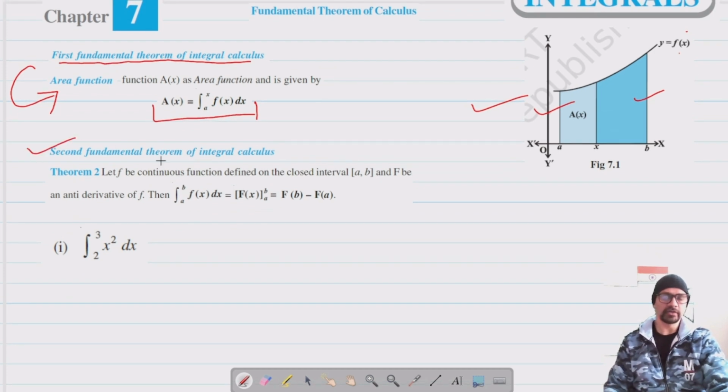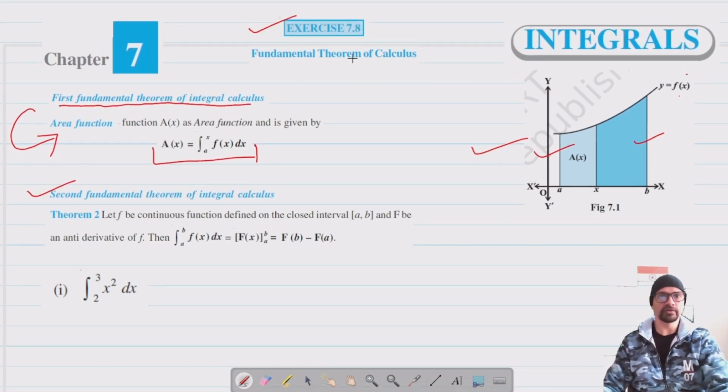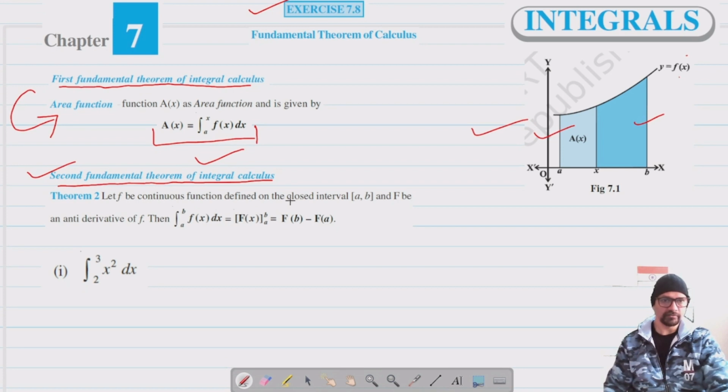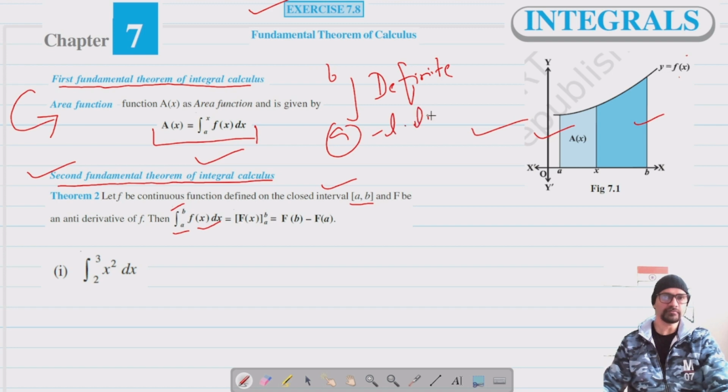Let's move on to the second one, the most important one that we are going to use in this exercise 7.8, which is called the second fundamental theorem of integral calculus. It says that if a function is defined in the closed interval a to b, then the integration of this function with the limits a to b is called a definite integral, because this is called the lower limit and this is called the upper limit, so we have to integrate for the upper and the lower limits.